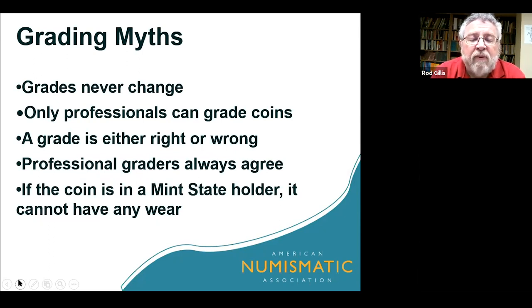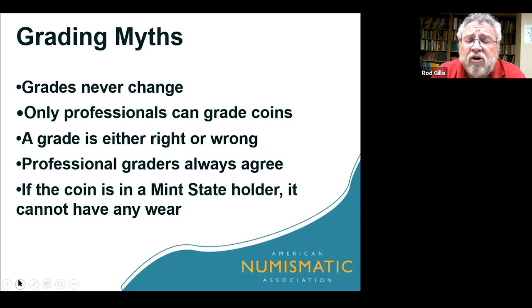The very first grading myth: grades never change. Well, I'm here to tell you that that's just not true. Grades change all the time. Sometimes probably for very good reasons, others perhaps not. The grades are refined, and I'll be able to show you specific examples of how grades change over time. So we'll be able to take a look at that.